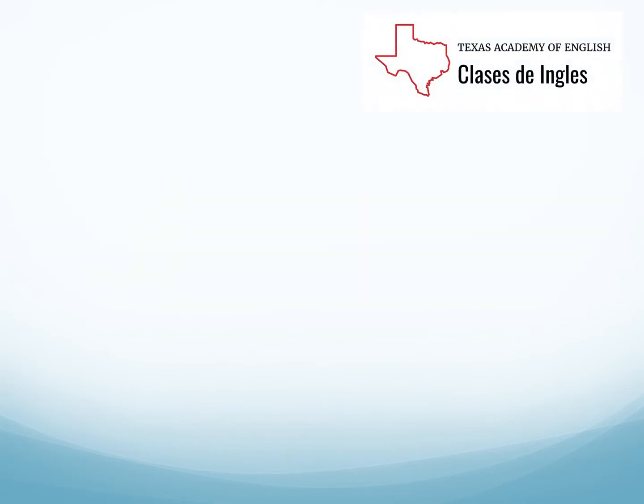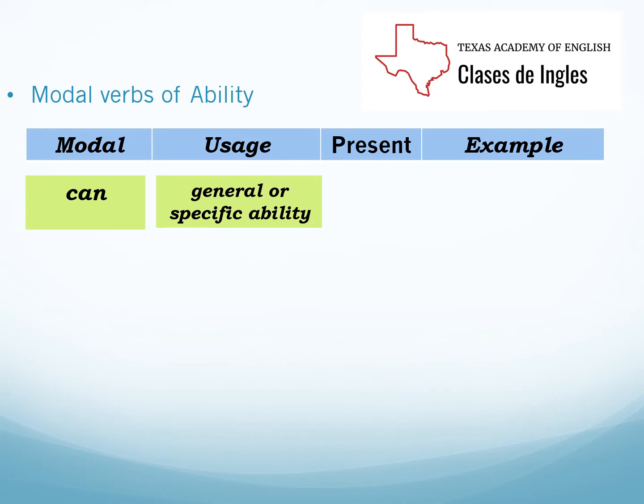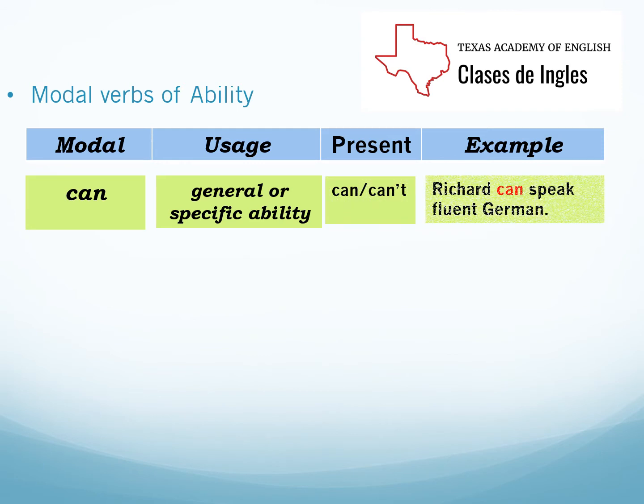Modal verbs of ability. So here we will look at modal verbs, their use, their tense, and the example. So as you notice, these modal verbs are for the present tense. Can, it's for general or specific ability. And we use it in the present tense in the form of can or can't. Richard can speak fluent German.